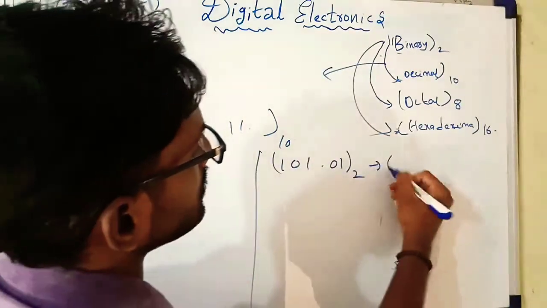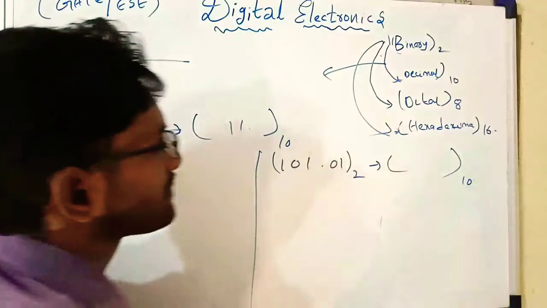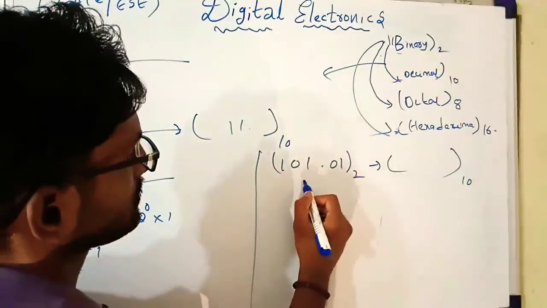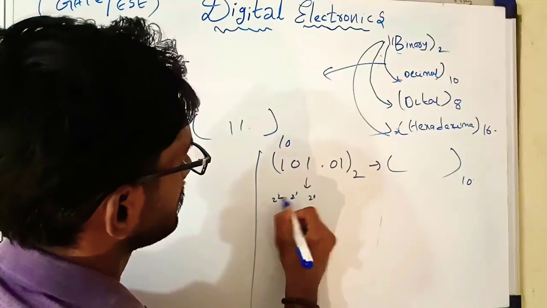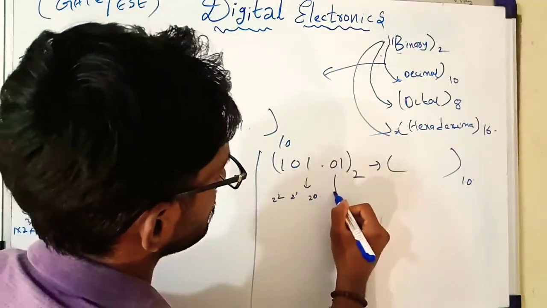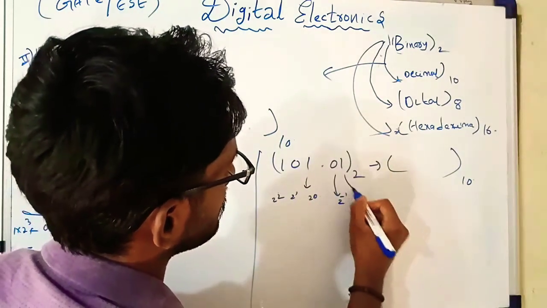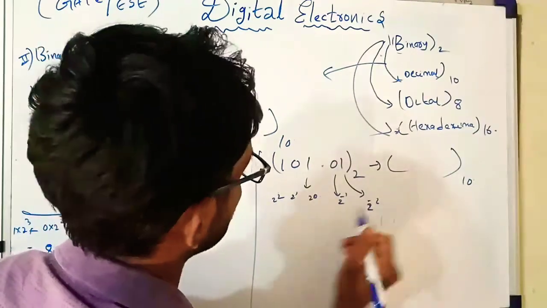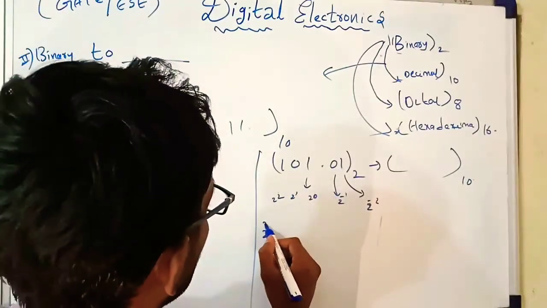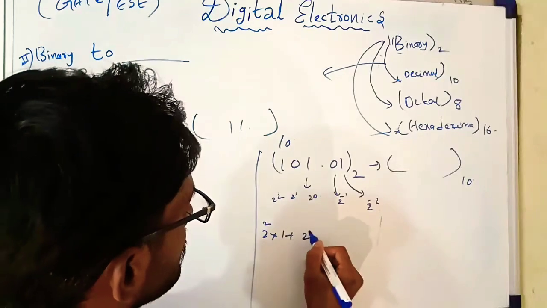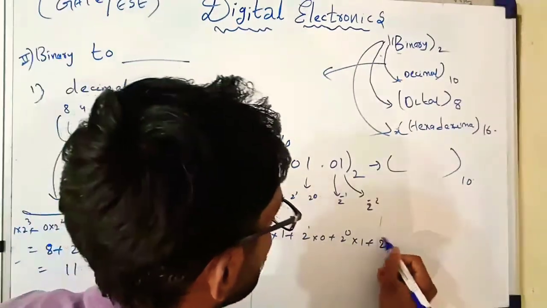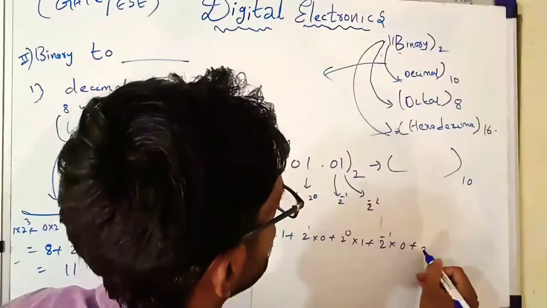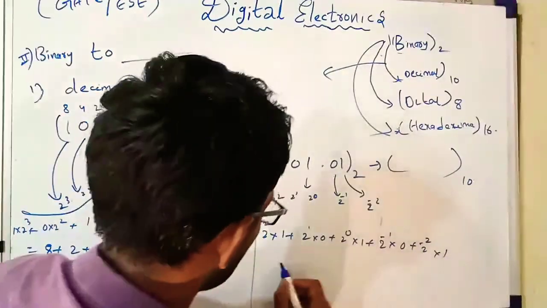base 2 to certain decimal value. This is 2 power 0, 2 power 1, 2 square. Here after 2 power 0, this is 2 power minus 1. This is 2 power minus 2. So here 2 square into 1 plus 2 power 1 into 0 plus 2 power 0 into 1 plus 2 power minus 1 into 0 plus 2 power minus 2 into 1.